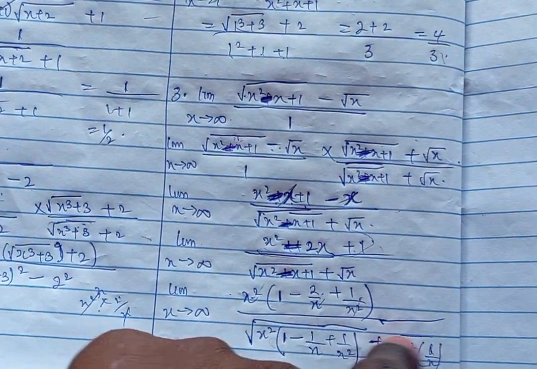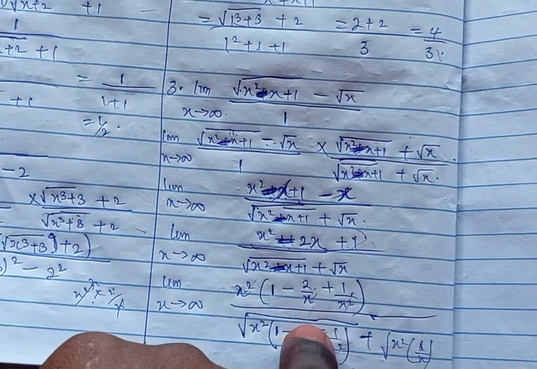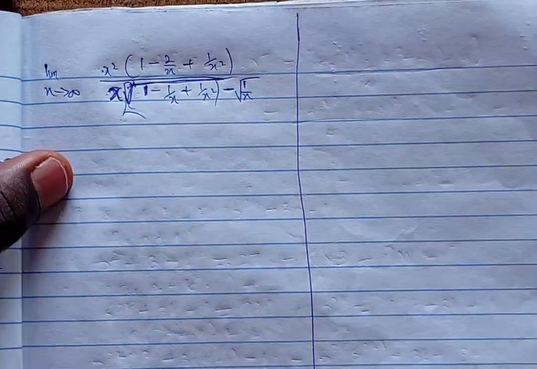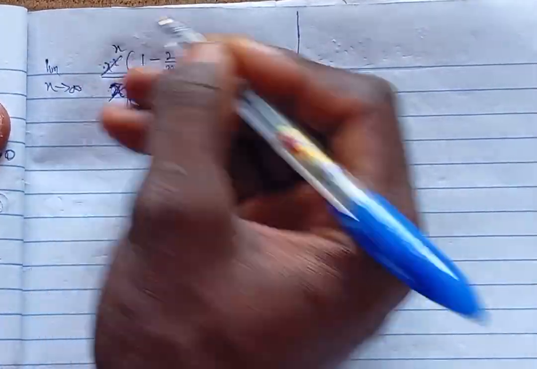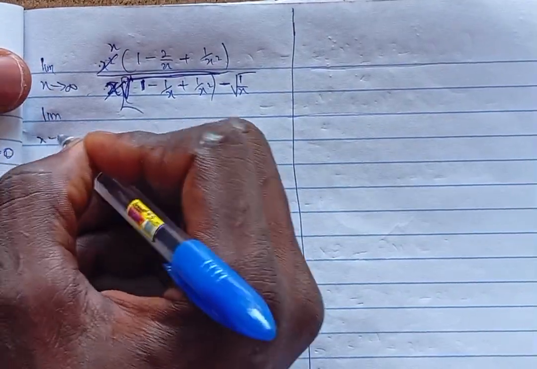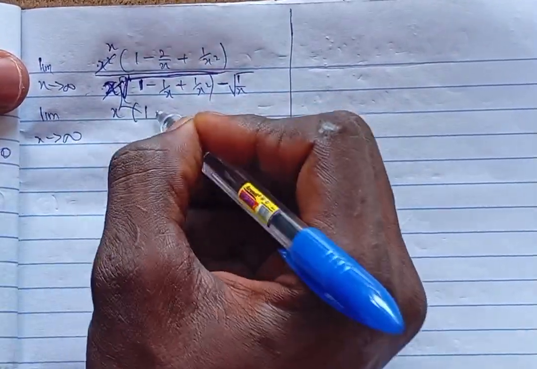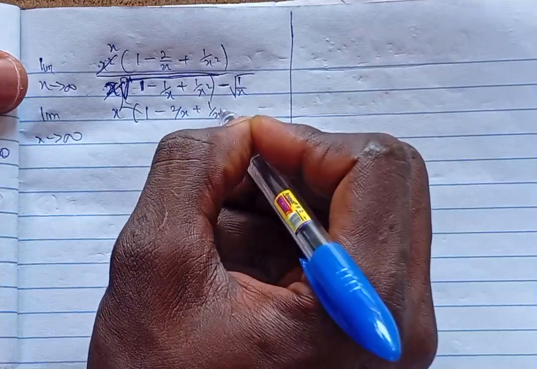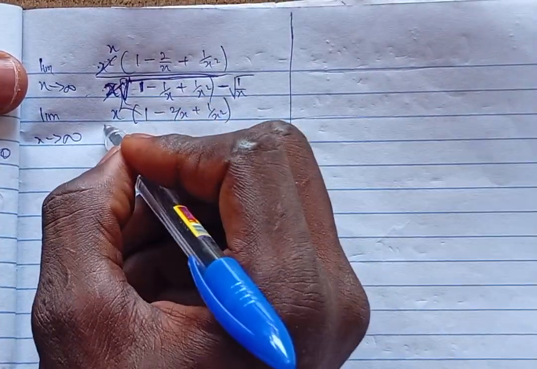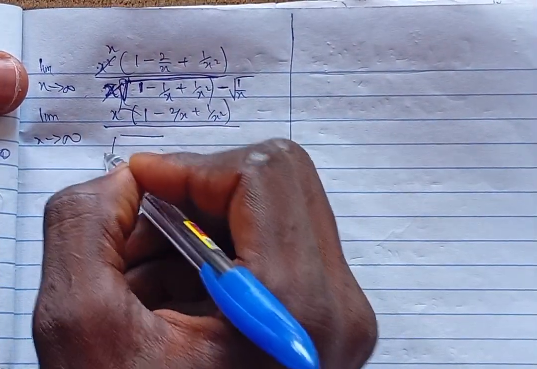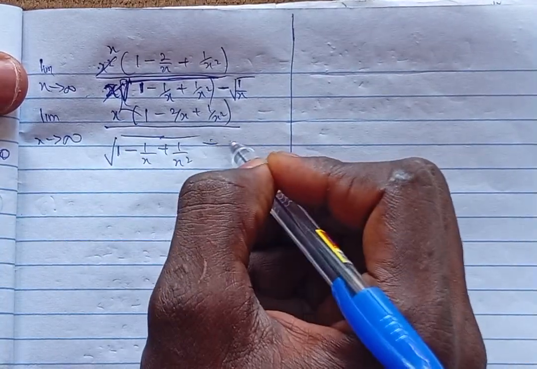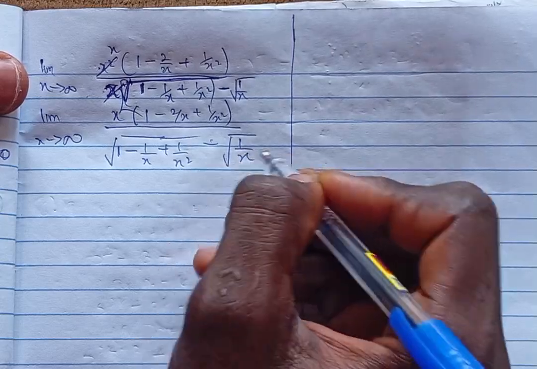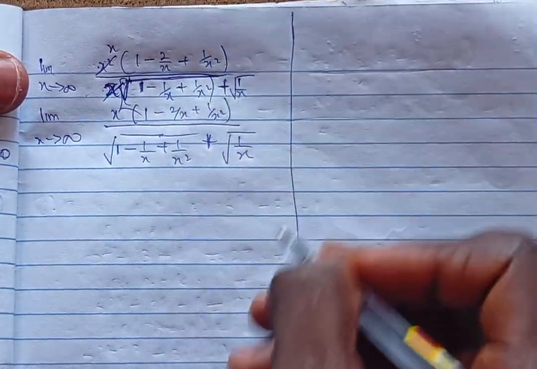So factorize that x out. You have the square root of this one and the square root of this one over x. So you have that now x can cancel, it remains 1x. So you have the limit as x tends to infinity of x into 1 minus 2 over x plus 1 over x squared, everything divided by square root of 1 minus 1 over x plus 1 over x squared minus square root of 1 over x, right? It is plus, positive.